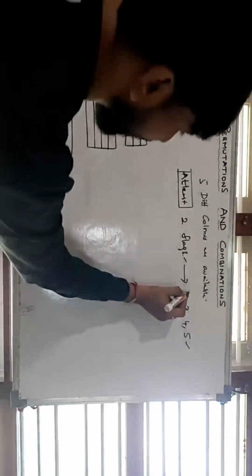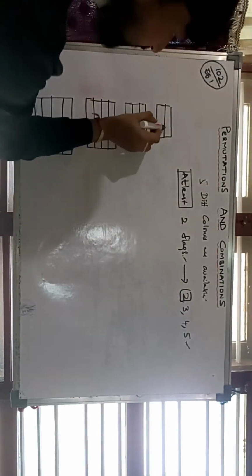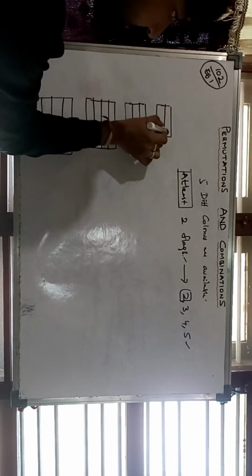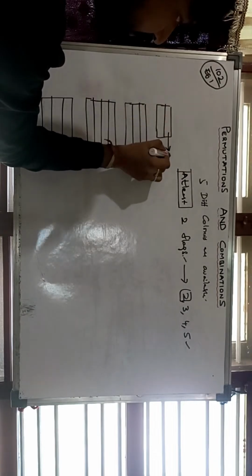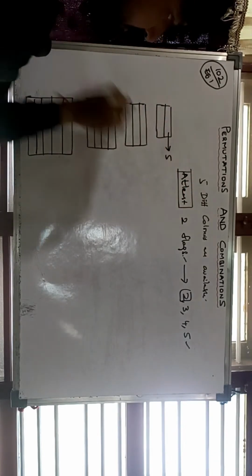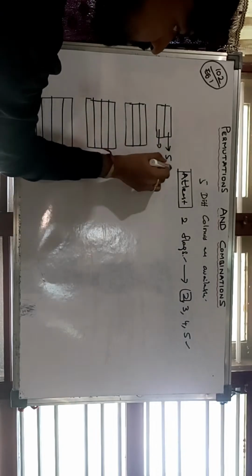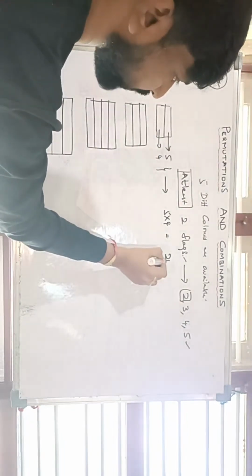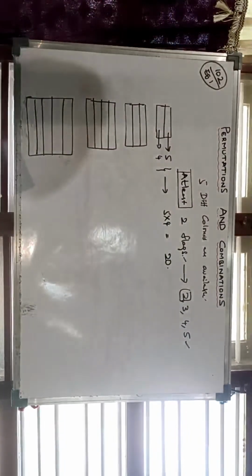So now I'm going to discuss the 2 flags case. For 2 flags we draw 2 horizontal lines. This box can be filled in how many ways? The total number of colors is 5, so 5 ways, and this one 4 ways. Then this can be written as 5 into 4 equals 20 ways to fill these 2.